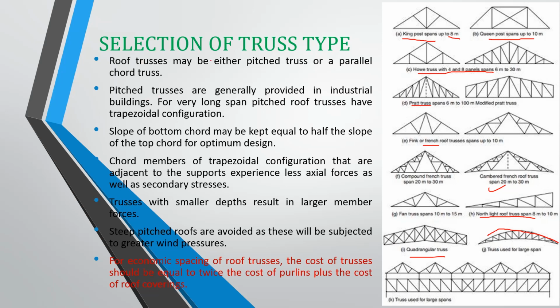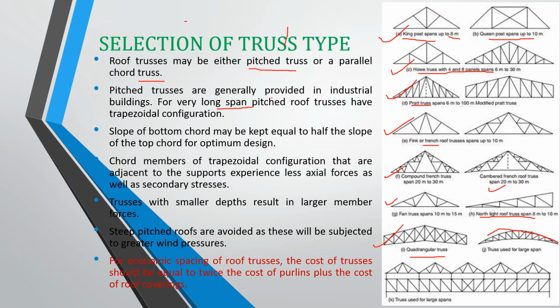Let's see here. Roof trusses may be either pitched trusses or parallel chord trusses. All of these trusses are pitched trusses, or sloping trusses. And these sloping trusses are particularly needed when we have to make sure that the loads coming from rain and snow on these trusses are properly diverted or channeled into the ground or into any other places. So these pitched trusses are generally provided in industrial buildings. For very long spans, pitched roof trusses have a trapezoidal configuration, like this quadrangular truss here.